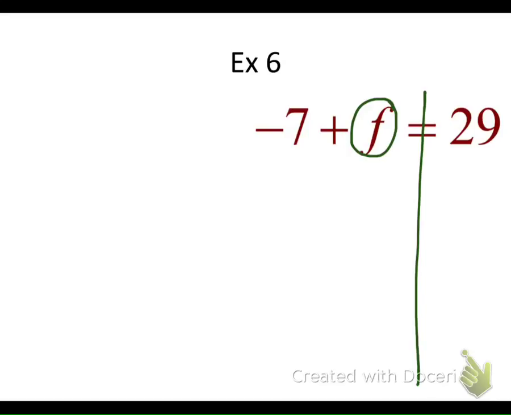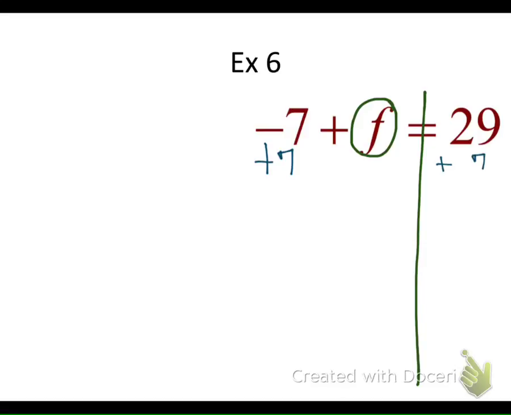What are you getting by itself there? The letter, the variable. So the opposite of minus 7, as Isaiah told us, is a positive 7. So I'm going to put plus 7 on my left side. So what does that mean I have to do to my right side, Isaiah? Yeah, you need to put a plus 7 on my right side.